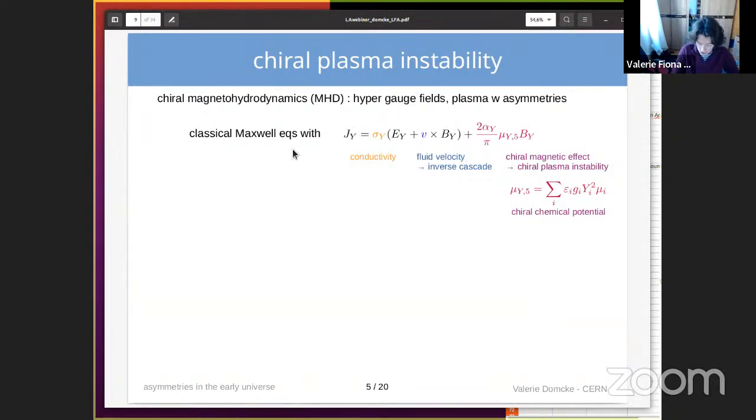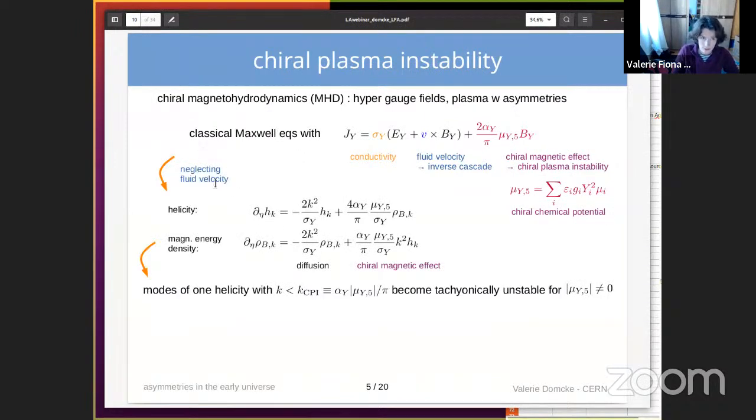Okay, so this is the effective current. Now we plug this into Maxwell's equations. And in the first step, just for this slide, I'm going to neglect the fluid velocity. And then you get a closed system of equations which contains the helicity of the magnetic field, the energy density of the magnetic field, and then also I will have an equation for the chiral chemical potential, which I'm not showing here. But just to look at the two equations for the magnetic field, or the hypermagnetic field, eta here is just the conformal time. And I'm doing this in Fourier space, hence the index k.